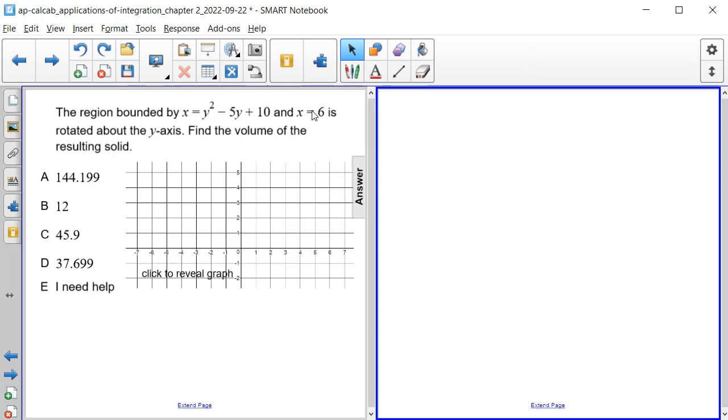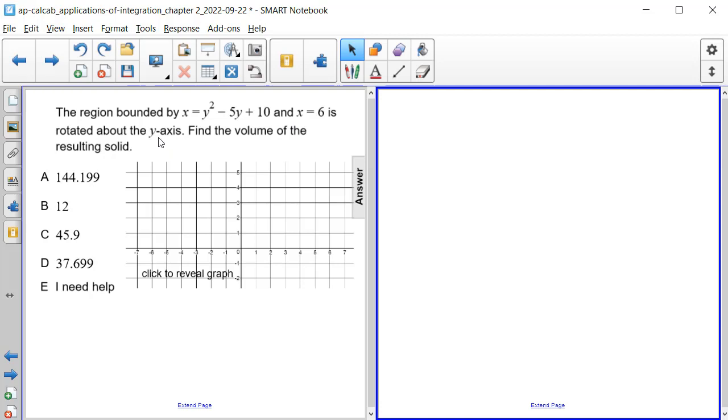The region bounded by the equations x equals y squared minus 5y plus 10 and x equals 6 is rotated about the y-axis. Find the volume of the resulting solid. Okay, so the first question that we have in this problem is, are the equations solved for x?